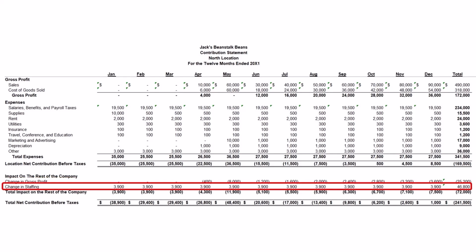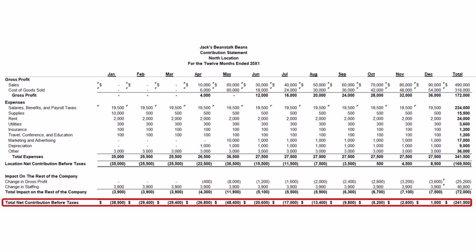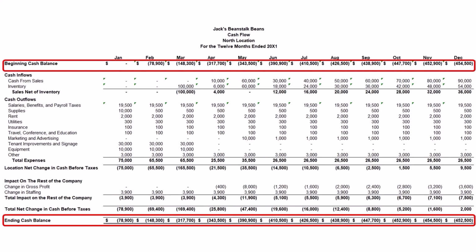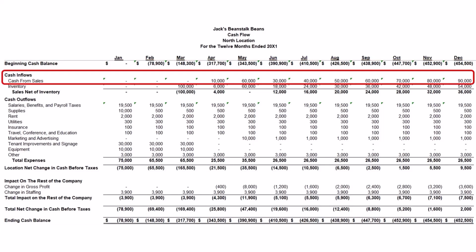The new location caused a small decrease in salaries from a staff transfer, and the company had to hire another employee to support growth. These costs are in the staffing line. The location net contribution, plus the impact of the company, total to the total net contribution before taxes. The cash flow worksheet looks very similar to the net contribution statement. One difference is that it starts and ends with the cash balances. The gross profit section is now titled Cash Inflows.